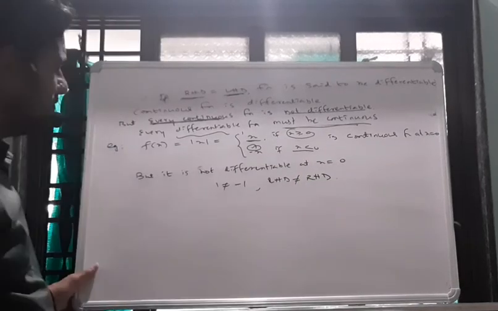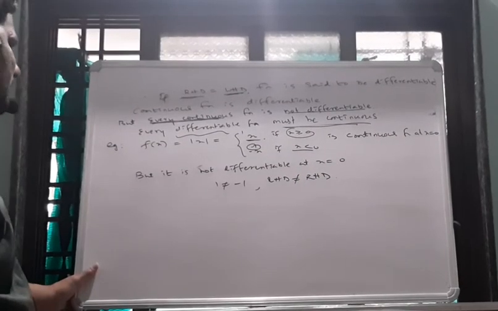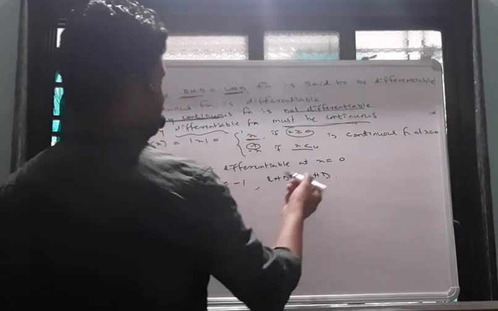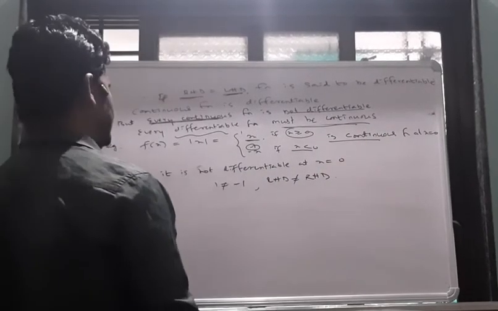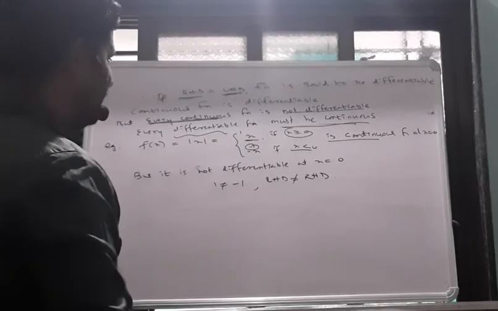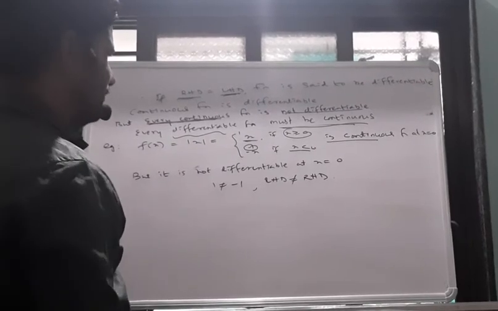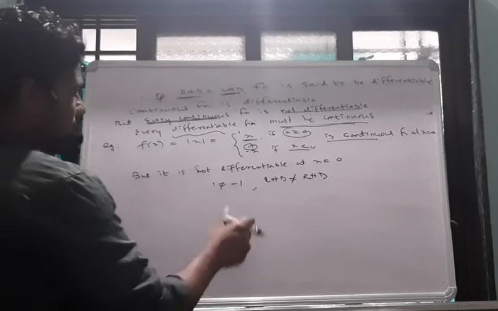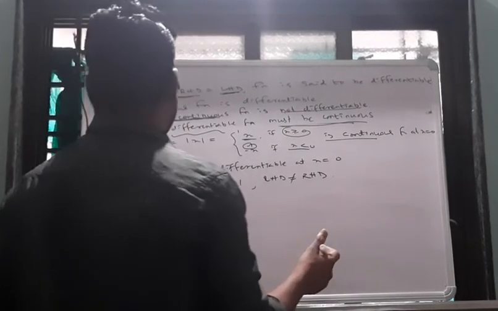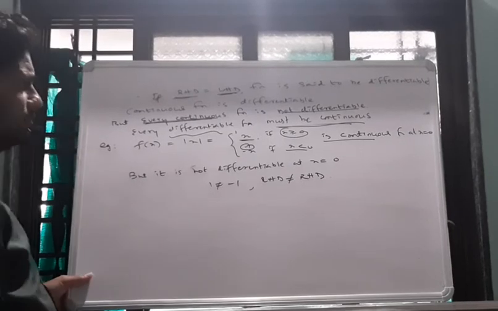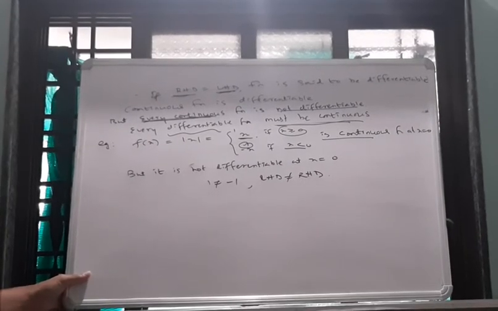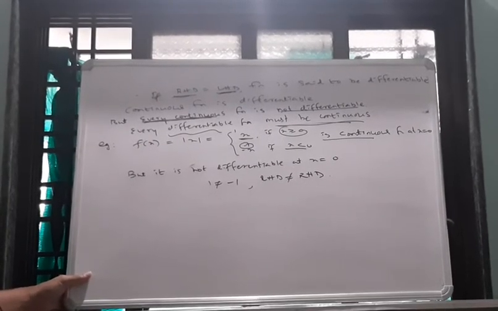So the function is not differentiable, even though it is continuous. So it means that not every continuous function is differentiable. But every differentiable function is continuous. So once again, note that if a function is continuous, it is not necessary that it should be differentiable. If a function is continuous, it may or may not be differentiable.